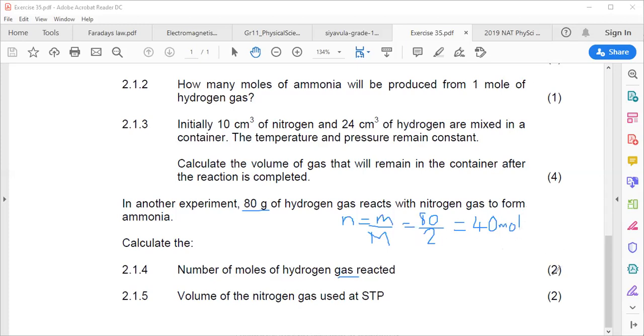Okay. How many marks is it? 2 marks. You've got a mark for substitution, a mark for the answer. So you've got 2 marks. No mark for formula. This is 2.14.